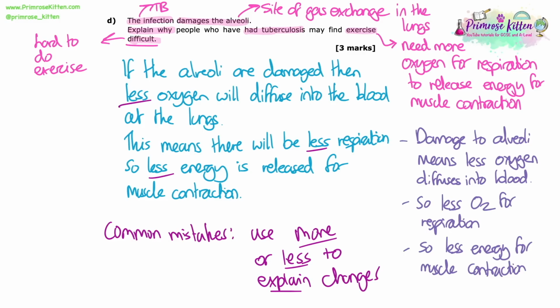But always get into a good habit of using those more or less words, really important in questions when you're explaining why something's happening. So if I've said less oxygen's in the blood, what does that mean? Less respiration. What does that mean? Less energy released. So just try and make sure we include those when we're explaining when there's a change and why that's the knock-on effects that that's causing.